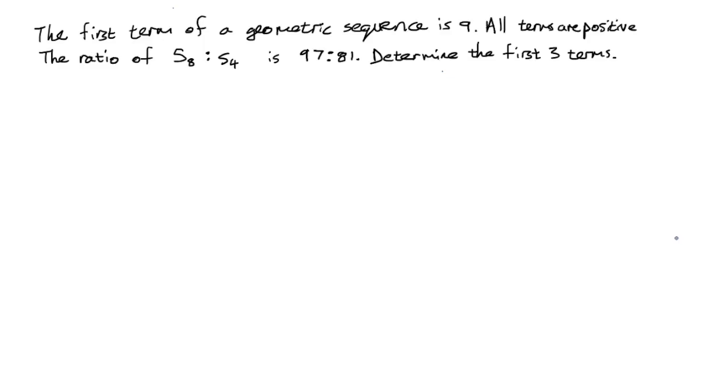This question is one of those that could give you heart palpitations because it's a little bit left field, because it's comparing the ratio between the sum of 8 terms and the sum of 4 terms of a geometric sequence. And so again, like I'm trying to do to help you just know, how do I start when I feel a bit panicked? And so the first thing is that the ratio of S8 to S4 is 97 to 81.